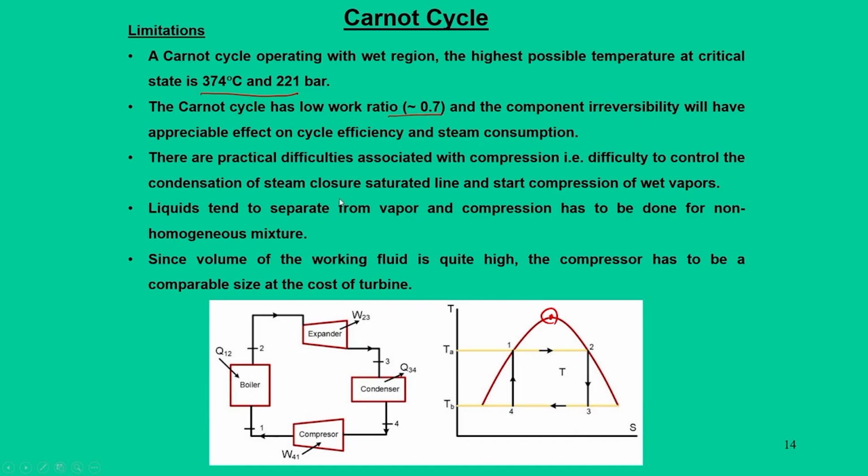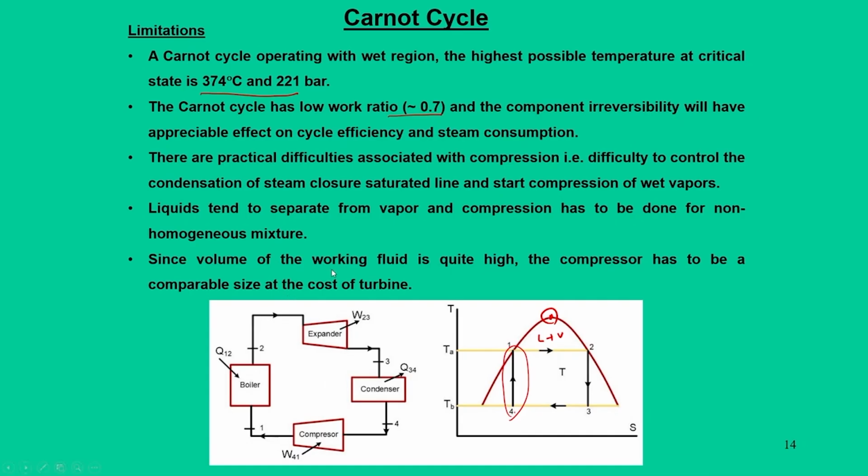In addition to that, there are practical difficulties associated with compression when we deal with a liquid-vapor mixture during the compression phase. If you think about compressing from 4 to 1 in this region, which is liquid plus vapor, it is a difficulty for the compressor, because liquid and vapor are two different states and they form a non-homogeneous mixture.